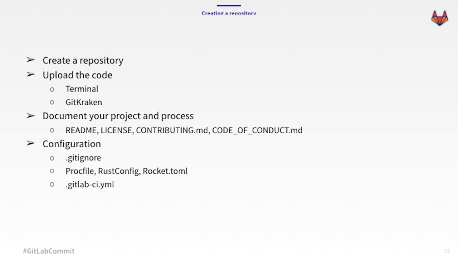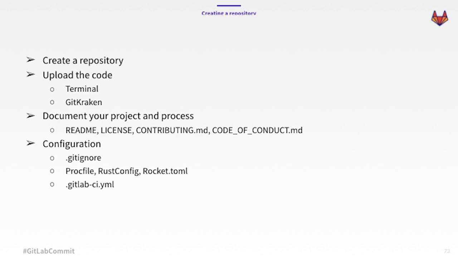A README file that will contain information about the project in general, how you can configure the development environment, any other information that people that go to the repository need to know. The license of the project, information about how people can contribute, and a code of conduct.